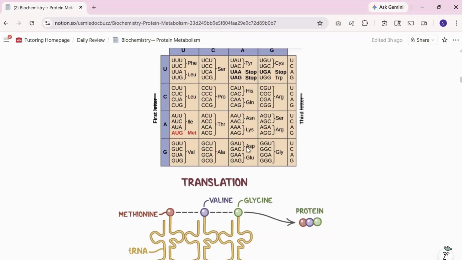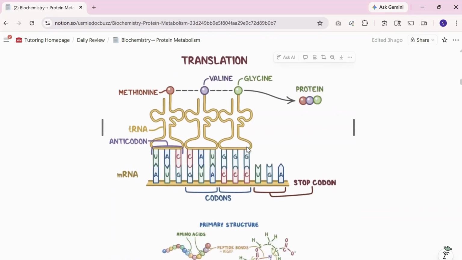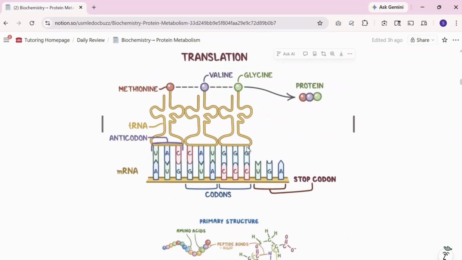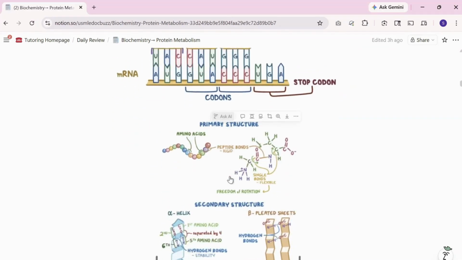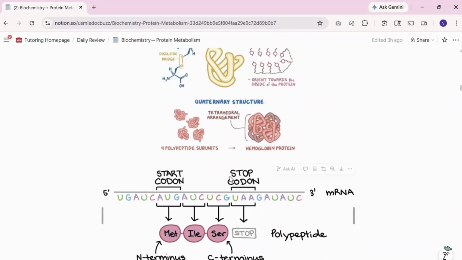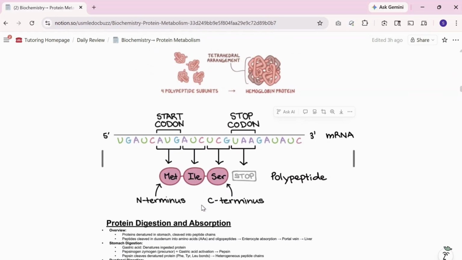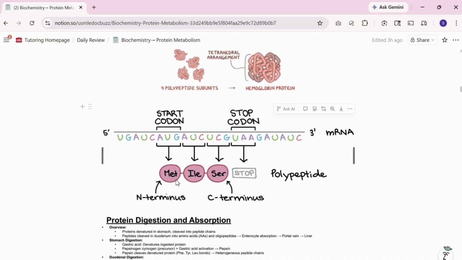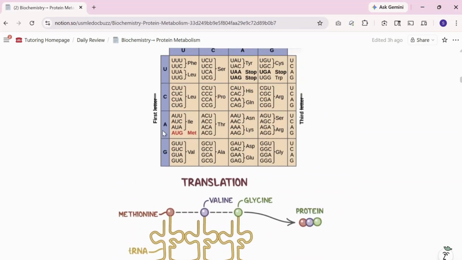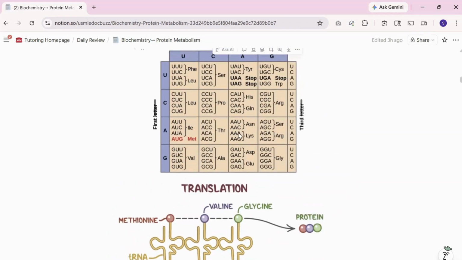It goes on and understands AUC, so A, U, and C, isoleucine, I think. So isoleucine is here. Then eventually it recognizes UCG, which is serine. And then it recognizes the stop codon, UAA. So you made a 3-chain amino acid polypeptide.